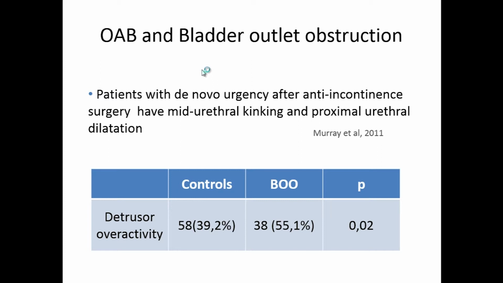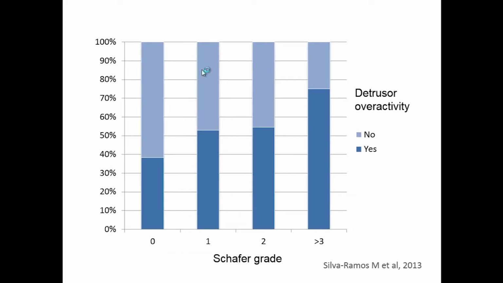There are reports that women who have been submitted to incontinence surgery and have de novo urgency have mid-urethral kinking and proximal urethral dilatation that is not observed in women without de novo urgency. Also, if you compare women with bladder outlet obstruction to controls, the incidence of detrusor overactivity is higher. We also compared the prevalence of detrusor overactivity in urodynamics with the Schaeffer grade, and you can see the higher the obstruction, the higher the probability of finding detrusor overactivity on urodynamics.